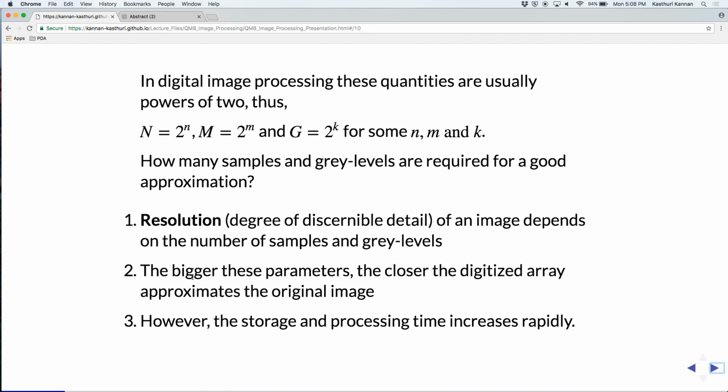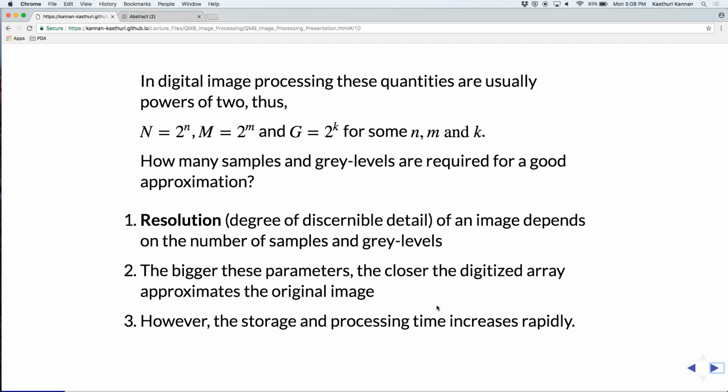In general, these quantities are powers of 2, both for the purpose of storage and other things, since the computer is binary, so it's in powers of 2, and also the grayscales, right? Both the matrix dimensions and the grayscales are in powers of 2. And we can ask main questions. Resolution, the degree of discernible detail of an image, depends on the number of samples and the gray levels. It depends on these two factors. There are three factors in here: x,y coordinates and the intensity levels, right? So the bigger these parameters are, the closer the digitized array approximates the original image, right?